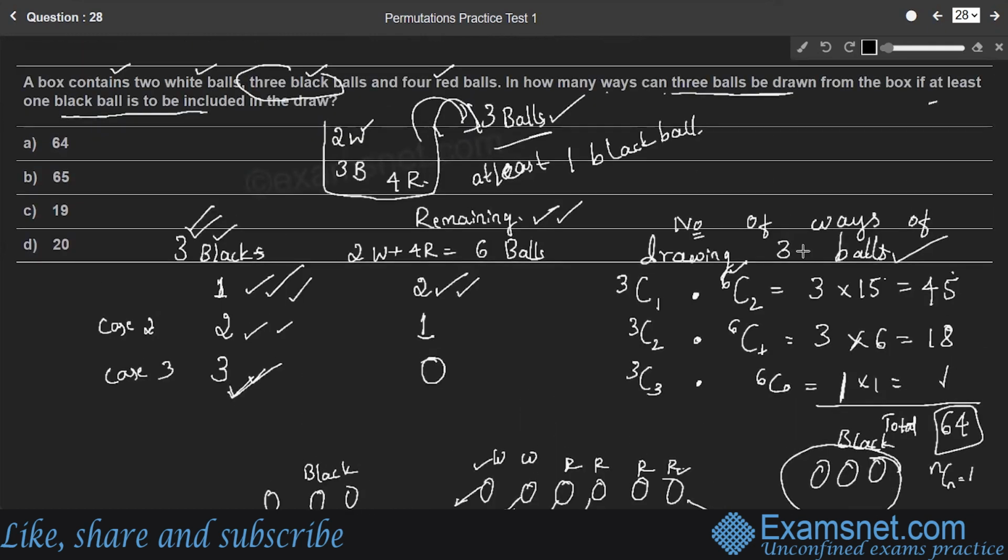Out of how many balls? 3 plus 2 plus 4, which is out of 9 balls, in which 3 are black balls, right? Here the condition is at least one black ball is to be included, right? So option A is the right answer. There are 64 ways.